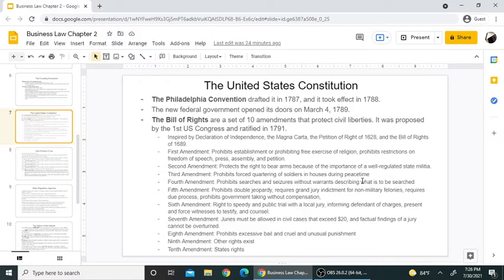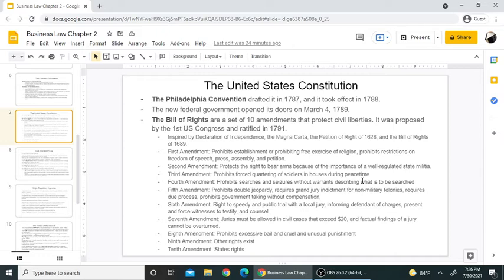So the Third Amendment prohibits the quartering of soldiers in houses during peacetime. The Fourth Amendment prohibits searches and seizures without warrants that are very specific. The reason this was included is because oftentimes, when Britain governed America, they still required warrants, but they allowed warrants to be very, very broad. So to remedy that, warrants under the Fourth Amendment have to describe exactly what is to be searched, so that investigations don't just become a big fishing expedition.